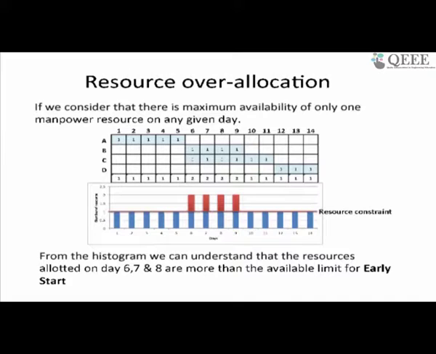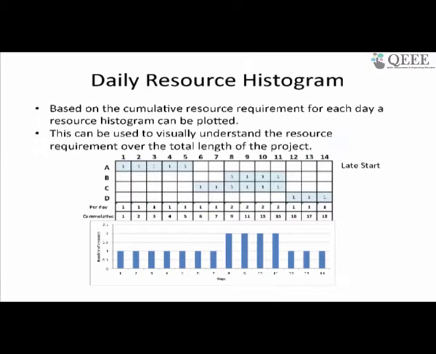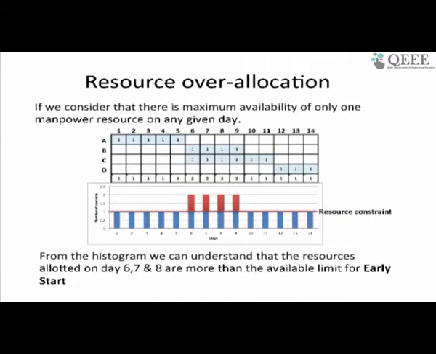From the histogram we can understand that resources allotted on days 6, 7, 8 are more than available for early start. If I go to the late start, will it help me solve the problem? I'm throwing this open for a discussion, because from here we will go on.